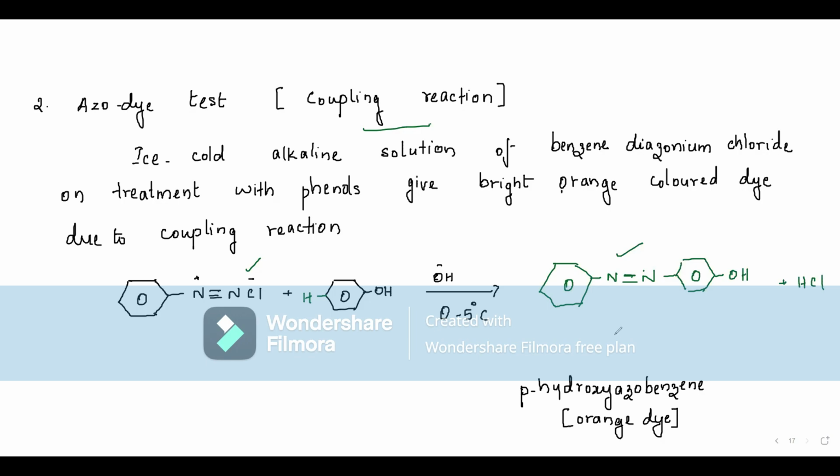And this product is called para-hydroxyazobenzene, which is an orange color dye. So this is the coupling reaction, which can be taken as a test for phenol. There are several other compounds which answer this test, but only phenol gives the orange color.